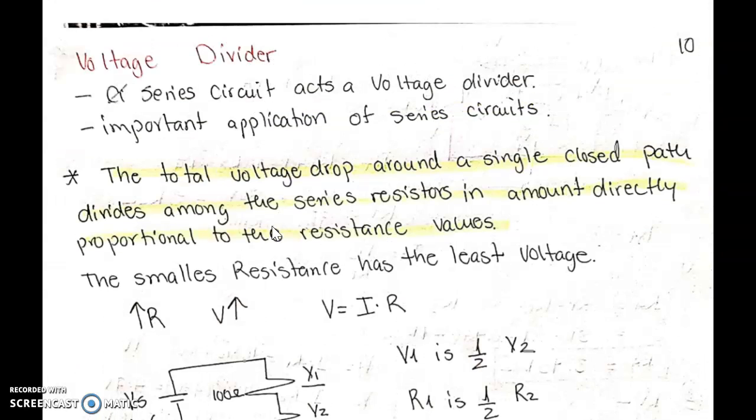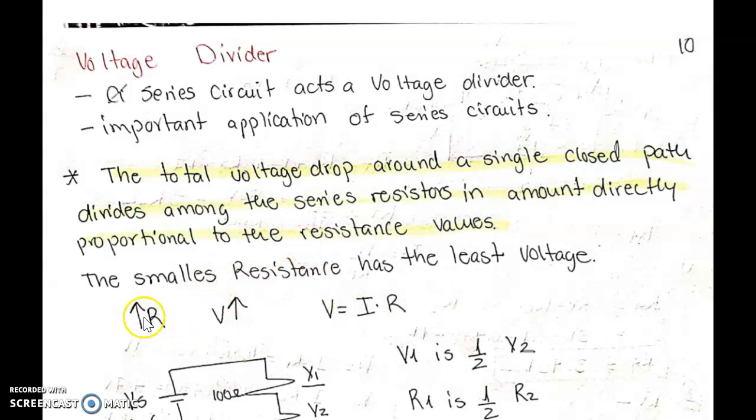Voltage divider. As I mentioned earlier, voltage divider is an important characteristic of series circuits. Series circuits act as a voltage divider. It is an important application of it. The total voltage drop across a single closed path divides among the series resistors directly proportional to the resistance value. The smaller the resistance has the least voltage. So the smallest resistor has the smallest voltage.